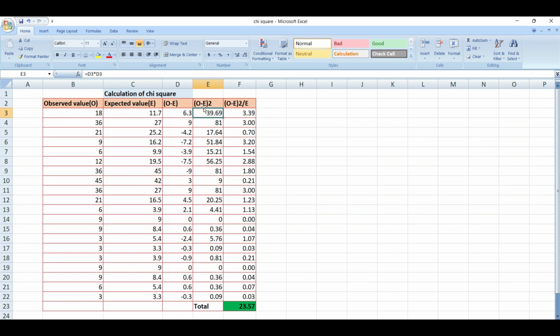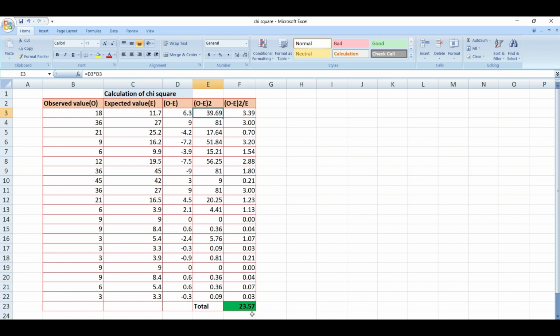So we got (O minus E) whole square, and finally this is the chi-square formula, in which we have put all the values and we are getting this final value. We have calculated this chi-square value for all the persons. Here we are getting the summation of the formula, which is the calculated value of chi-square, which is coming as 23.57. So this 23.57 is the calculated value of chi-square.